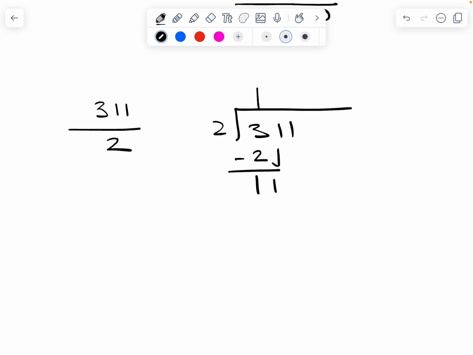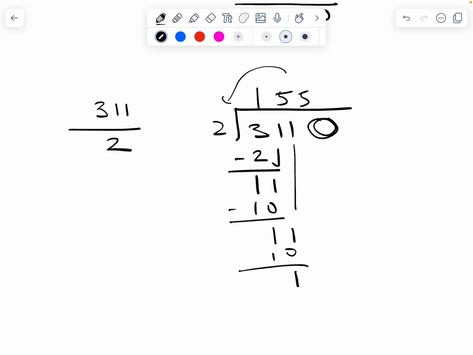2 times what is 11? 2 times 5 is as close as we can get. Multiply the 5 and the 2. That gives us 10. Subtract. That gives us 1. Bring down the 1. 2 times 5 is 10. There's nothing else to bring down here. We could go decimals, but we're not going to worry about that. We have a remainder of 1.